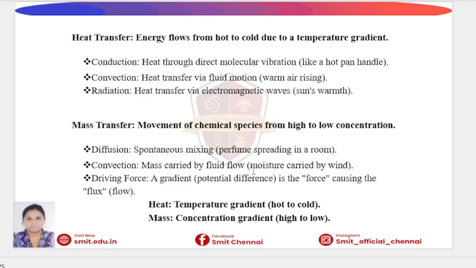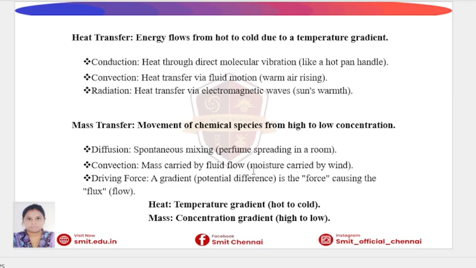Okay, and then mass transfer is the movement of chemical species from high to low concentration. Here, diffusion means spontaneous mixing, and convection means mass carried by fluid flow. And then the driving force: a gradient is a force causing the flux. So for heat, it means a temperature gradient. Due to the temperature gradient, it moves from hot to cold. For mass, due to the concentration gradient, it moves from high to low.